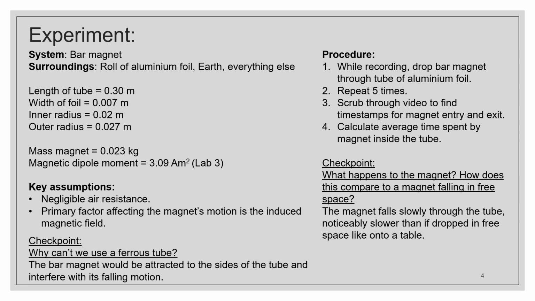For the checkpoints, why can't we use a ferrous tube? The bar magnet will be attracted to the side of the tube and interfere with its falling motion. And for the second one, what happens to the magnet and how does this compare to a magnet falling in free space? The magnet falls slowly through the tube, noticeably slower than if dropped in free space, like onto a table.